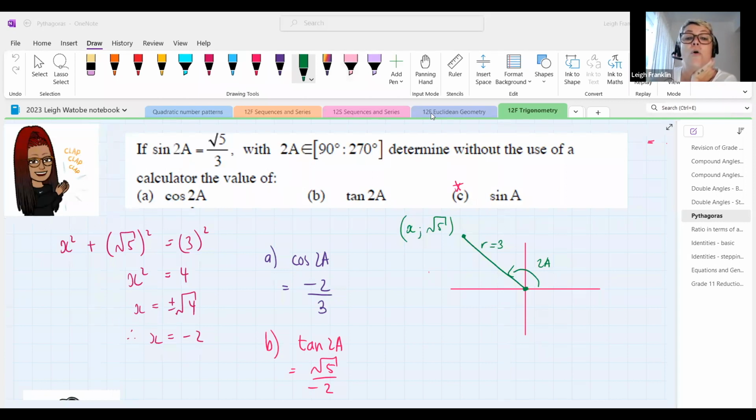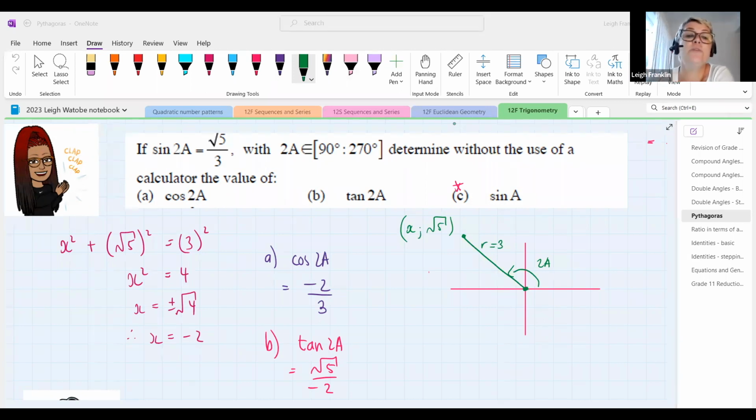If you recall from last time, we worked in terms of an angle that was 2a. It was root 5 over 3. We had then said that 2a was an angle between 90 and 270 because our ratio is positive. We decided we were working in the second quadrant. So that meant that we were able to calculate the value of cos 2a, which was minus 2 over 3, and of tan 2a, which was equal to 5 over minus root 2.